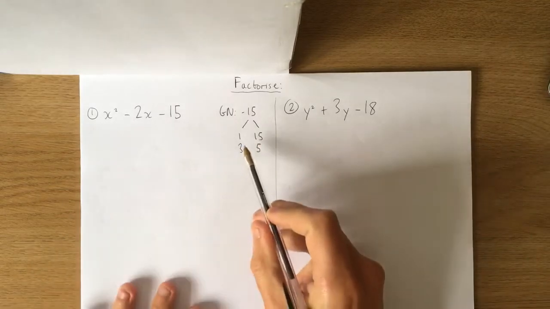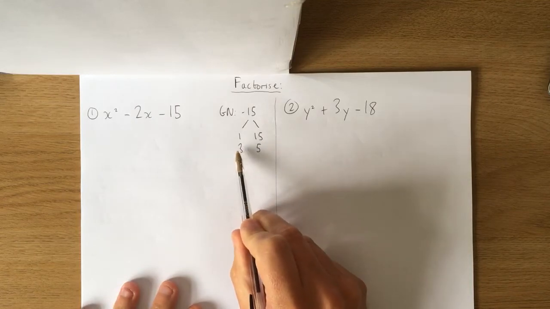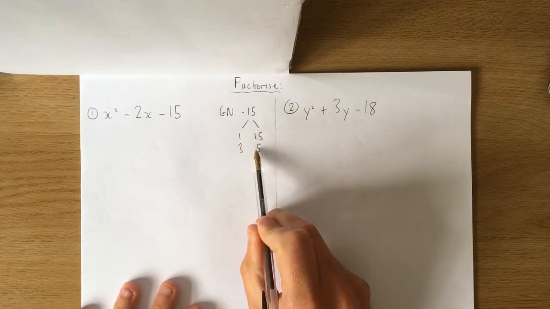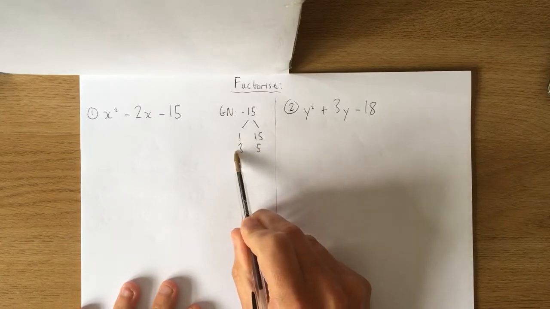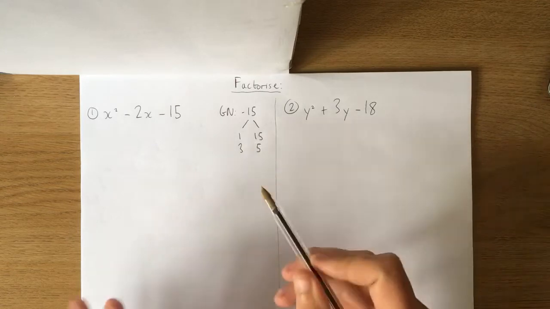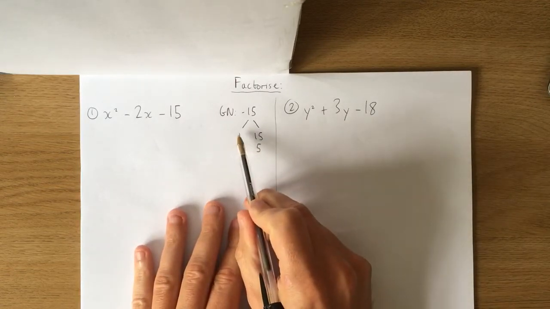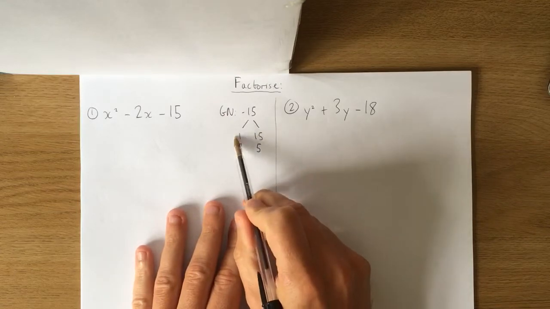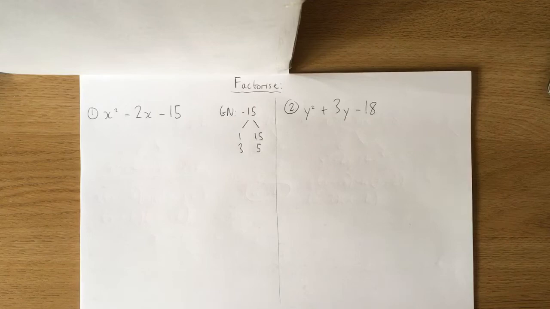Now, it could be plus 3 and minus 5, because plus 3 multiplied by minus 5 is minus 15. Or it could be minus 3 and plus 5, because minus 3 multiplied by plus 5 is minus 15. So I don't actually know which is plus and which is minus. Same here, it could be plus 1 and minus 15. It could be minus 1 and plus 15. Both of those multiply together to give me minus 15.